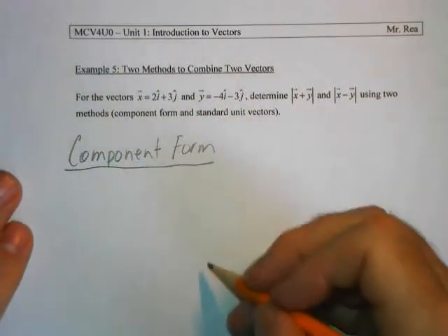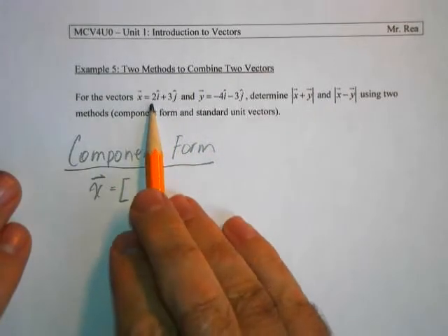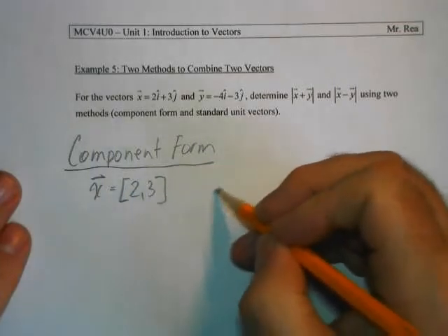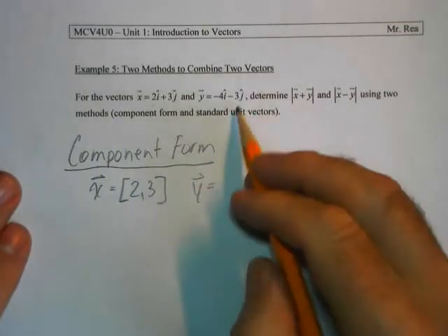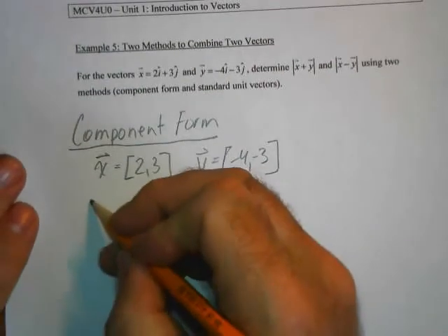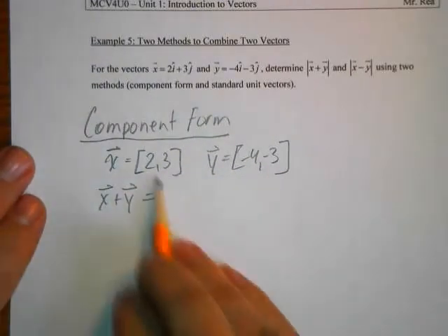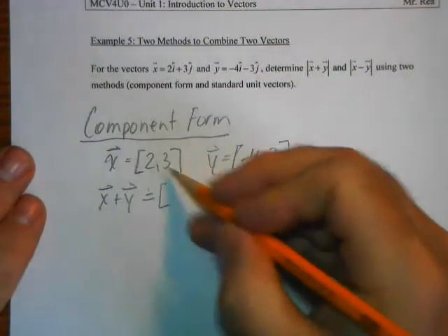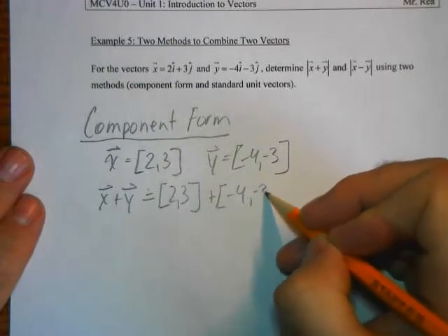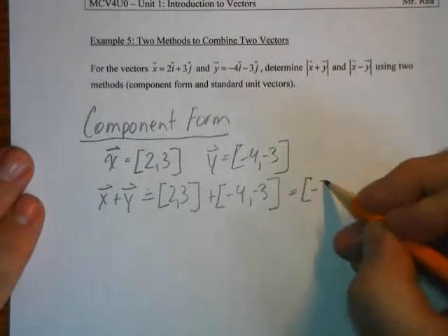So I've got x equals, now if I change vector x into components, that would be 2, 3. And similarly vector y would be -4, -3. And so if I want to add these two vectors, I'm just going to add their components. So 2, 3 plus -4, -3. So that's really just adding the components. So that's -2, 0.